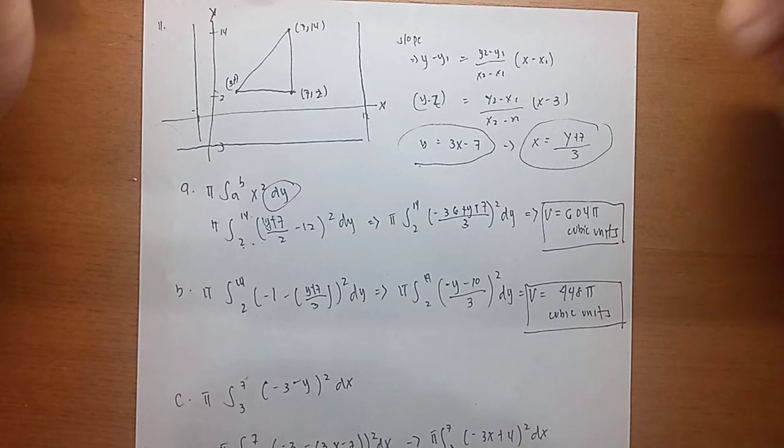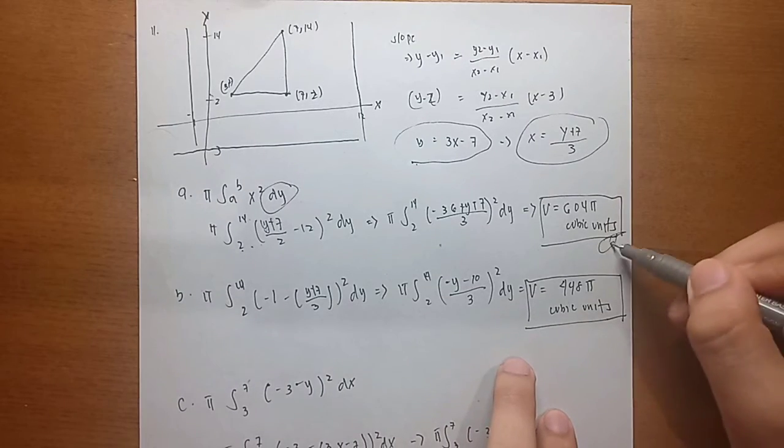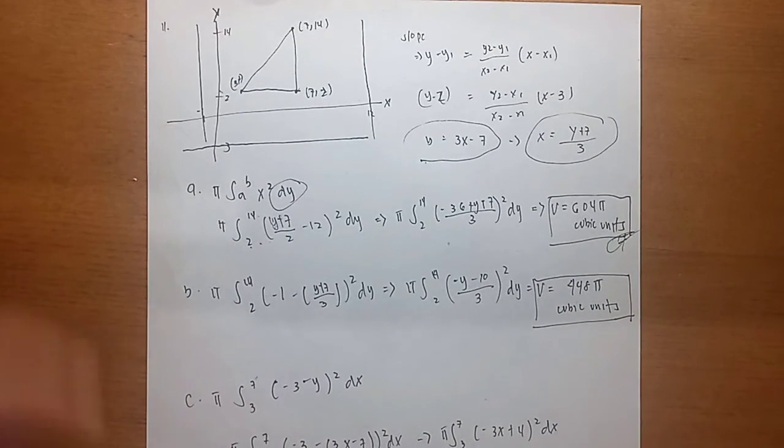By simplifying, we came up with pi integral of -36 plus y plus 7 all over 3 squared dy from 2 to 14. By evaluation, or simply putting it in the calculator, we came up with the answer: volume is equal to 604 pi cubic units if we rotate it about x is equal to 12.